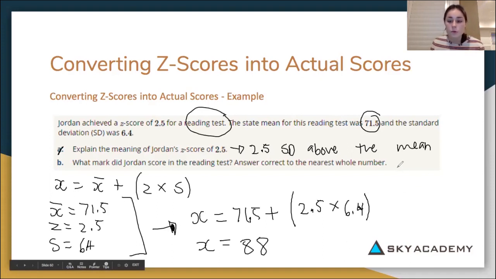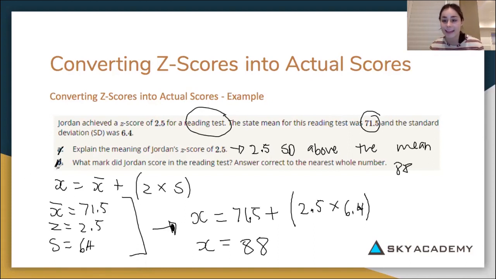So Jordan scored 88 in the reading test, which is an A. It's above 85. It's a good mark. Yeah, that's how you calculate actual scores by converting Z scores.